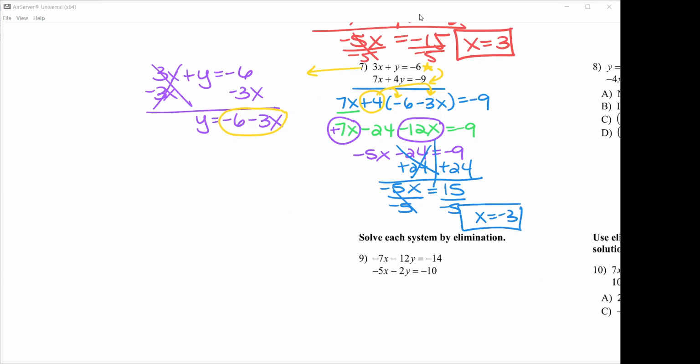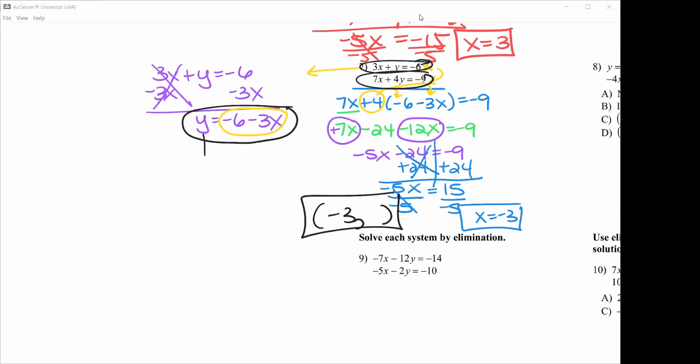So again, I need to find the y now. So I know my x is -3, but I want to find the y. I could use either of my original equations, but see how this one here that we rewrote is already y equals? So I'm going to use that one.